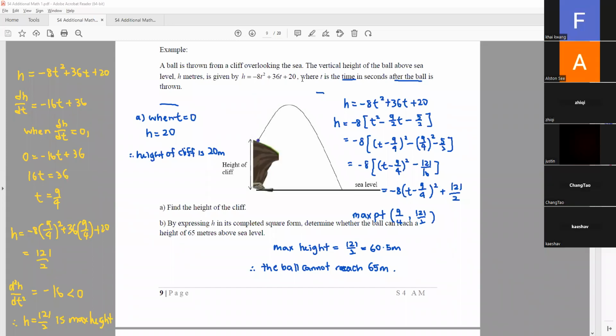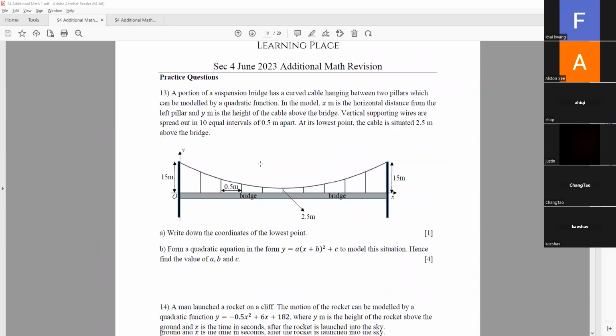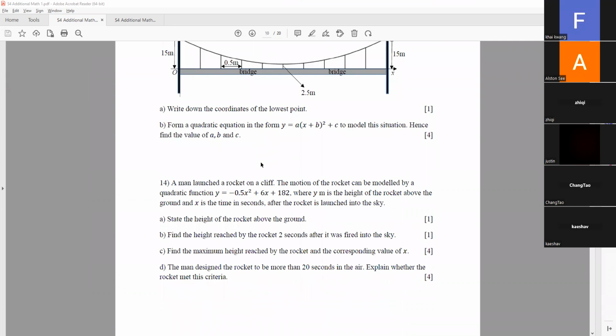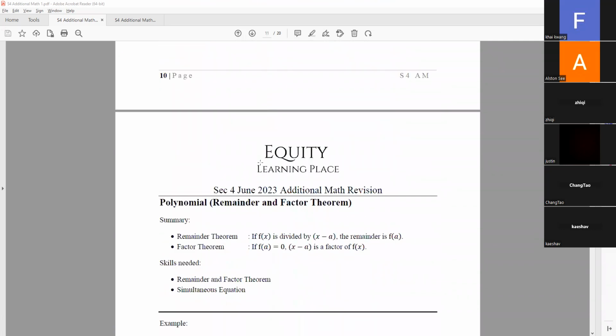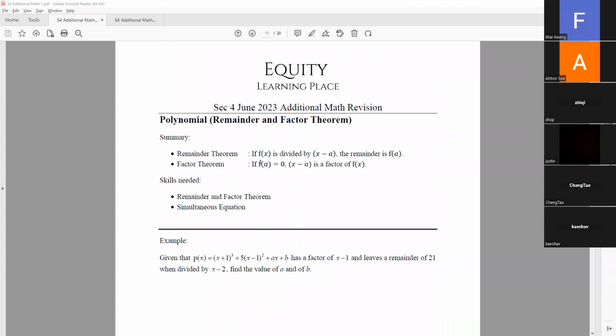Anyone still copying? Okay, so go and do question 13 and 14 yourself. I will go on to the next chapter already, polynomials.